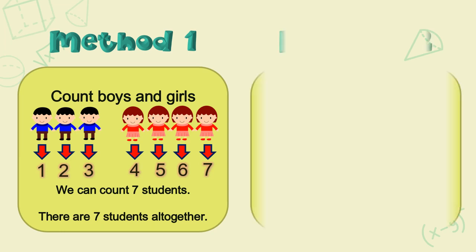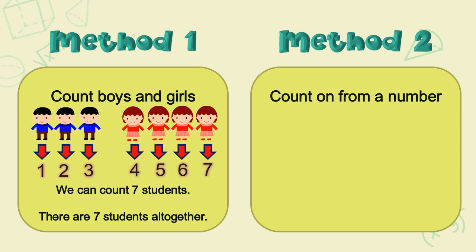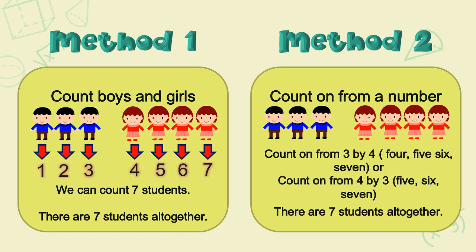Method number 2. Count on from a number. So we will start counting from 3 by 4. 3, 4, 5, 6, 7. Or we can also count on from 4 by 3. Let's start from 4, 5, 6, 7. There are 7 students altogether.